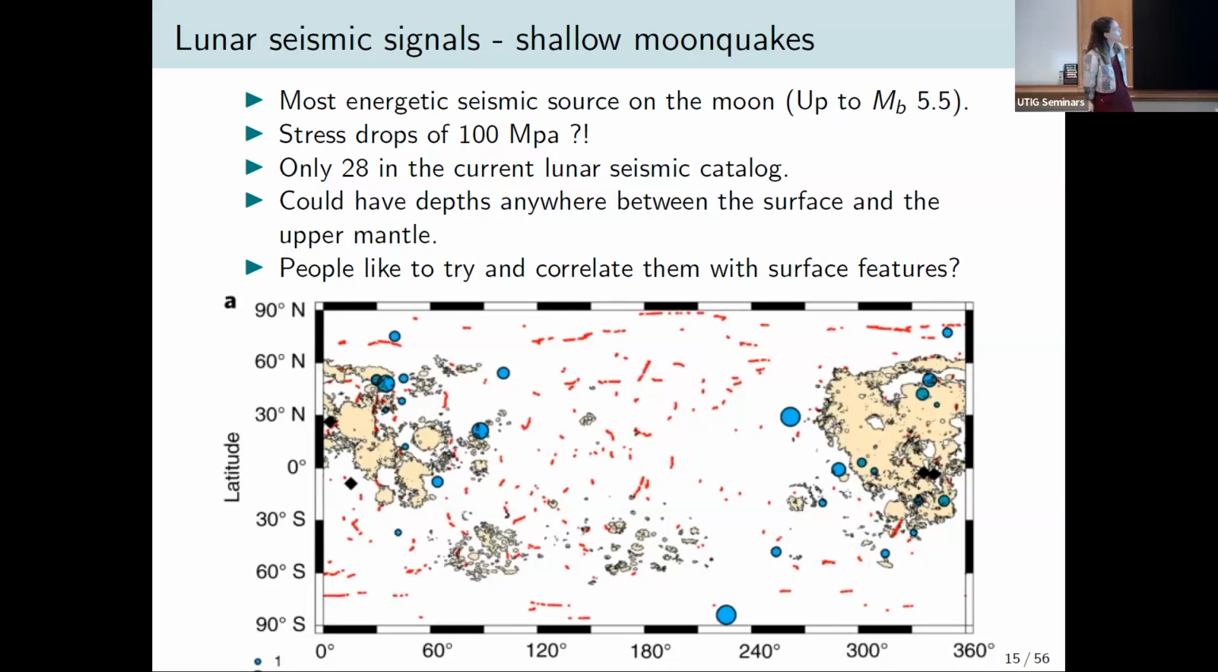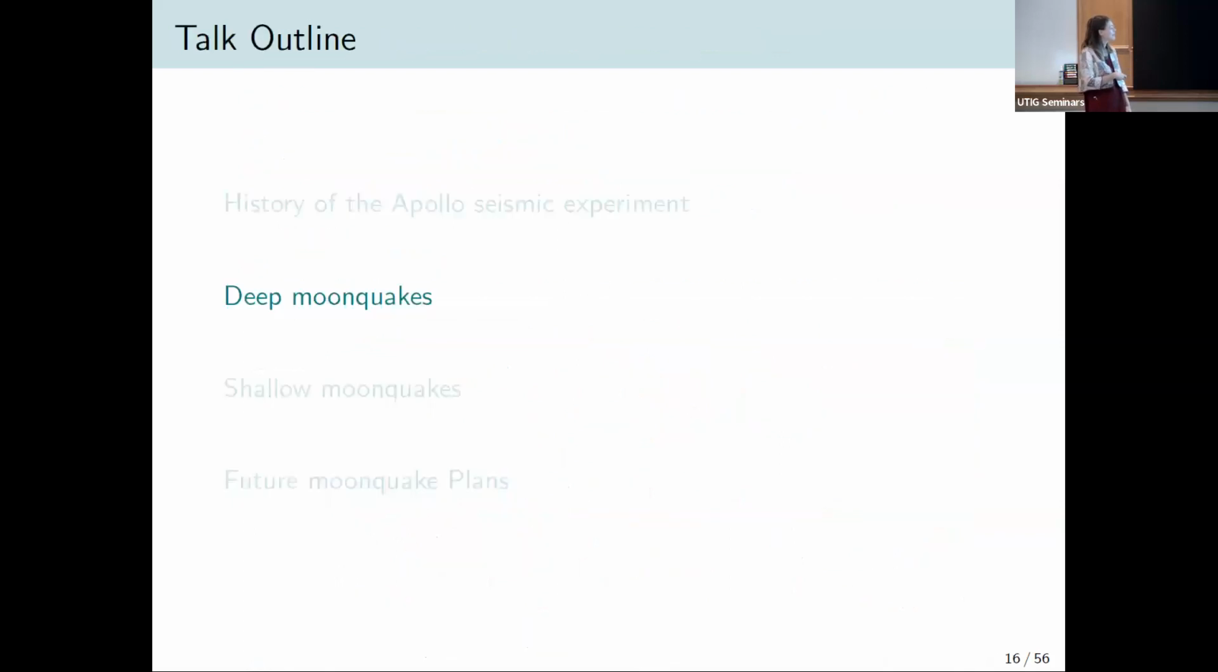And people like to correlate these with surface scarps. So you can see this figure here, all of the red dots are scarp features, and then the blue circles are the moonquakes. And we go, okay, if the moonquake is shallow, maybe it should have something that we can see on the surface. But if that is the case, and they are a tectonic feature, why are there only 28 of them? And why are they all pretty big? Wouldn't we expect to have a more Earth-like tectonic thing where you have lots of small shallow moonquakes and fewer big ones? So in conclusion, shallow moonquakes are a bit weird, but we'll come back to them later.